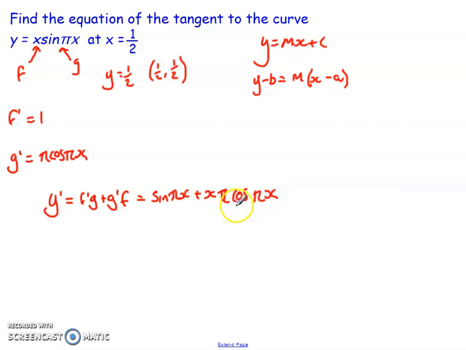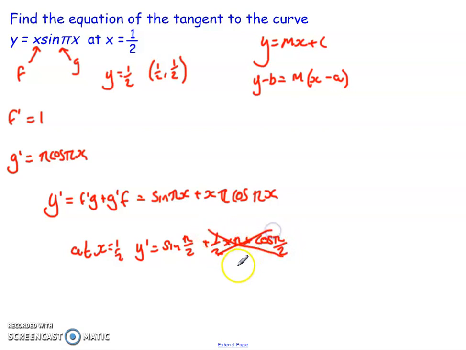So what I now want to do is figure the gradient out at x equal to a half. So at x equals a half, y dash, the derivative, equals sine of pi over 2 plus a half times pi times cos of pi over 2. Now, cos of pi over 2 is the equivalent of cos 90, which is 0, so that whole term there is going to equal 0. Sine of pi by 2, sine of 90, is 1, so my y dashed, which we know is equal to our gradient, is equal to 1.